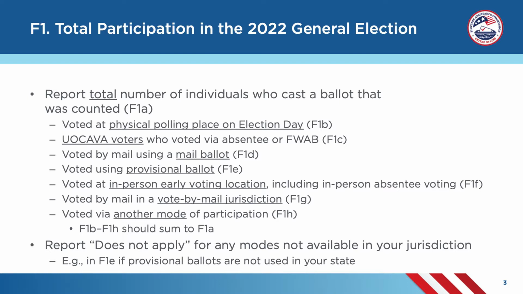Lastly, if your jurisdiction allows for another mode of participation that is not listed here, use F1H to record the type of voting and the number of voters who successfully cast a ballot using that mode. The numbers you report in items F1B through F1H should sum to the total number of participants you recorded in F1A. If a mode of voting is not available in your jurisdiction, report does not apply for that question. For instance, if your state does not offer provisional ballots, report does not apply in F1E.